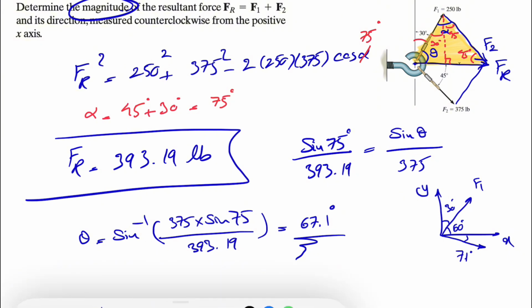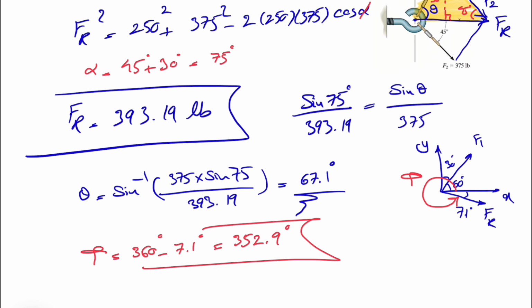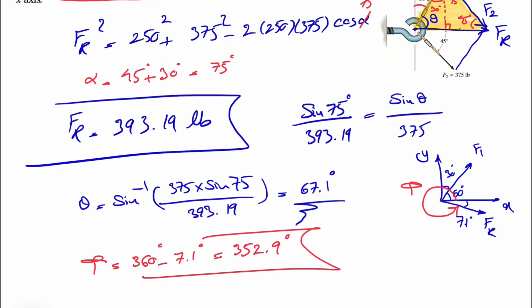But what the question is asking is its direction measured counterclockwise from the positive x-axis. So if we want to go counterclockwise, we're looking for this angle, which we can call phi. So our phi would be 360 minus 7.1 degrees, and that's going to give us 352.9 degrees. So this was our FR. So that would be the final answer for this question.